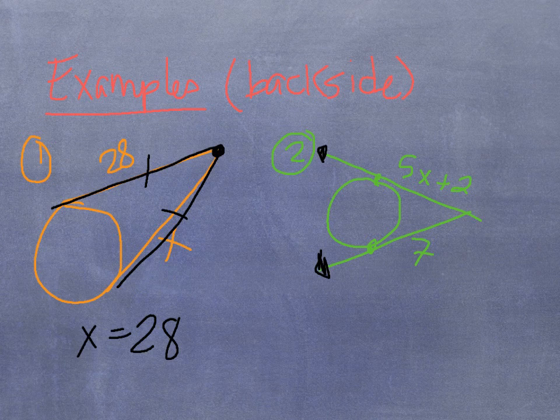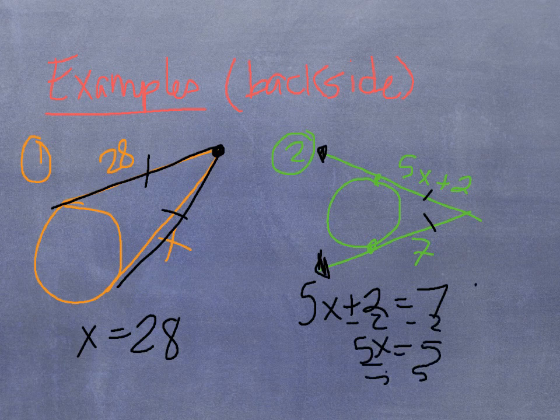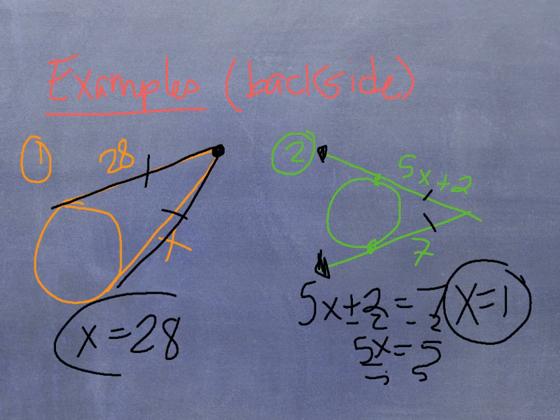Any guesses on how we would set up 5x plus 2 and 7? You're right, they would be congruent to each other. So all you have to do is 5x plus 2 equals 7. Solve for x, so we'll subtract 2, and then divide by 5, and we will get x equals 1. Okay, so that's all you have to do whenever you see these ice cream cone looking shapes. You just set them equal to each other and solve.